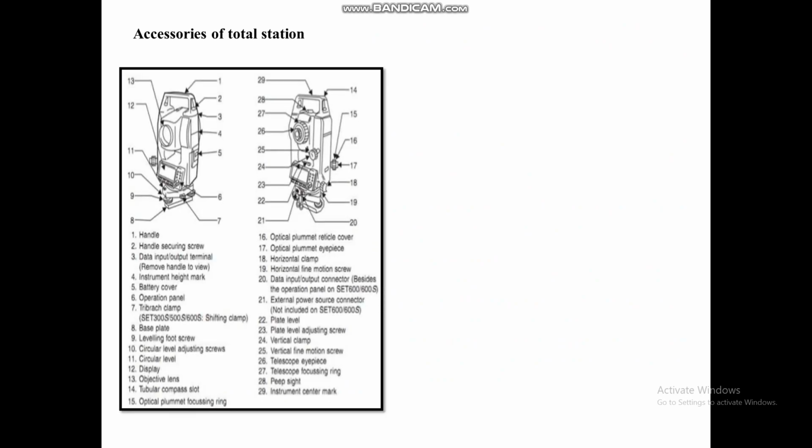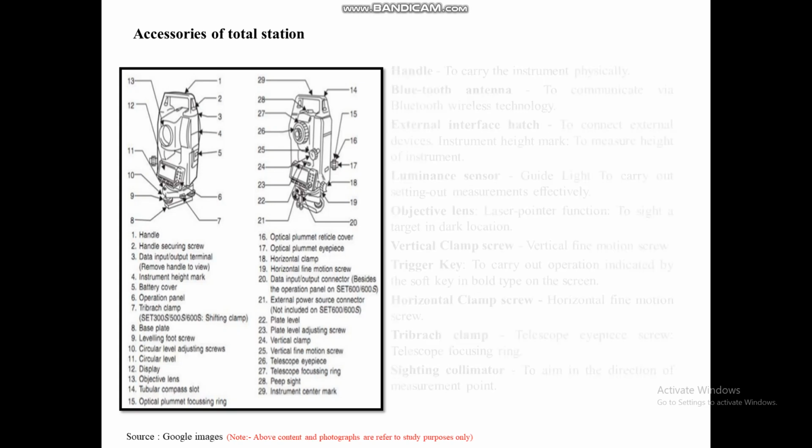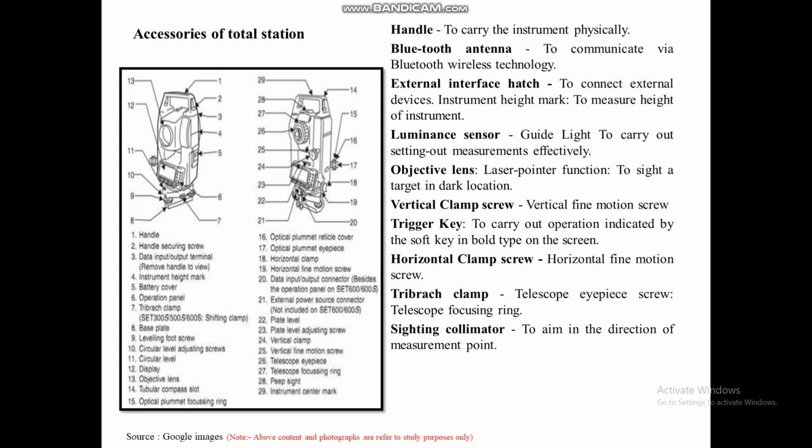Accessories of total session are shown in the photographs. These photographs show some important accessories, and the information regarding those accessories is shown on the right side of the presentation, right side of the photograph. Then third point, case study of product failures.